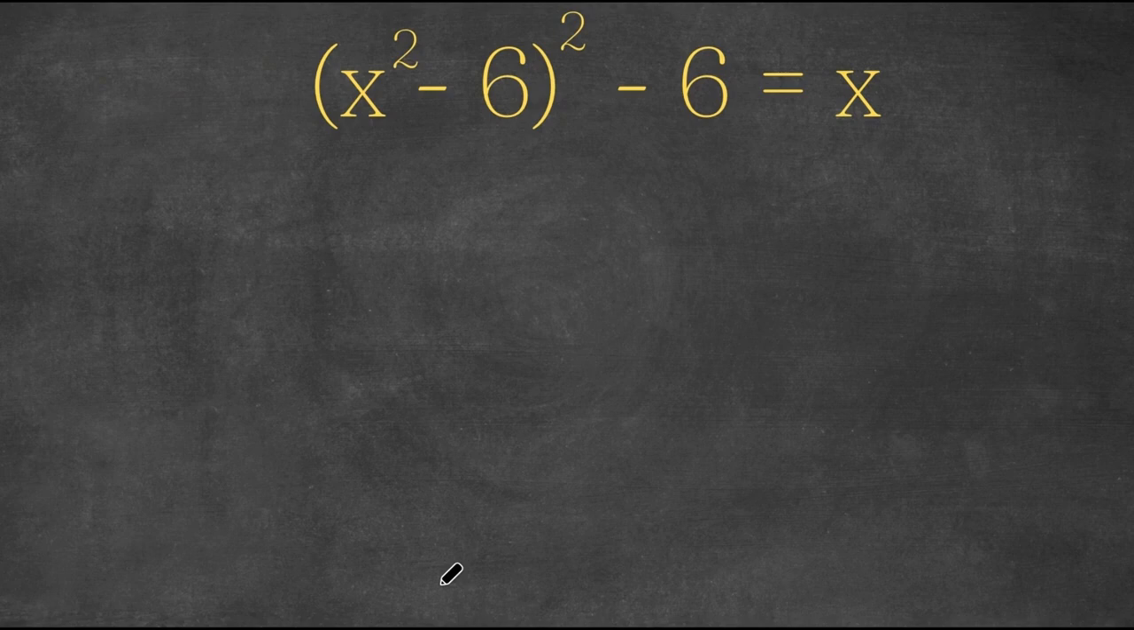In today's video, I'm going to be teaching you guys how to solve this exponential equation. So we have (x² − 6)² − 6 is equal to x. And what I'm first going to do is set a equal to x² − 6. So I'm going to set the variable a equal to x² − 6. If we substitute in a for x² − 6, our equation would be a² − 6 is equal to x.